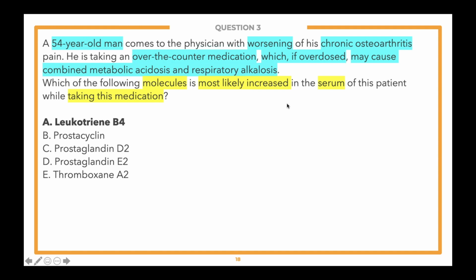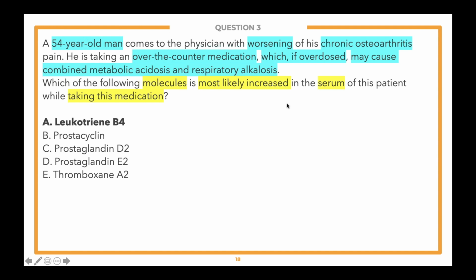So how does it do that? Well, the metabolic acidosis is from lactic acidosis, okay? So we can get a metabolic acidosis from salicylates or aspirin. And salicylates or aspirin actually can cause hyperventilation. It stimulates the respiratory centers and can cause hyperventilation. So you can get a respiratory alkalosis on top of that, okay?